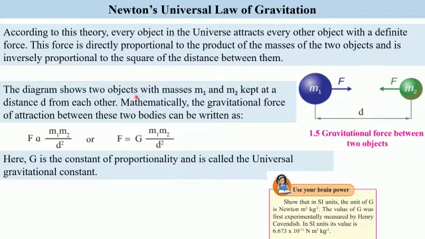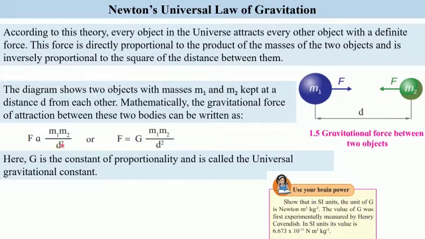The diagram shows two objects with masses m1 and m2 kept at a distance d from each other. Mathematically, the gravitational force of attraction between these two bodies can be written as follows. This force of attraction between the two objects is directly proportional to the product of the masses, so we take m1 and m2, and inversely proportional to the square of the distance between them, so it will be upon d square.